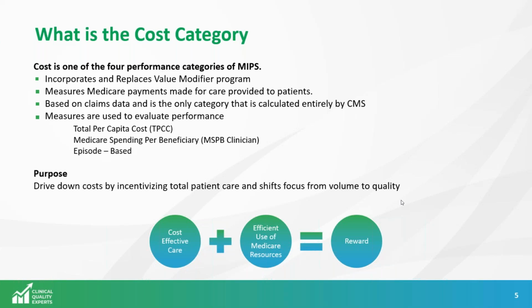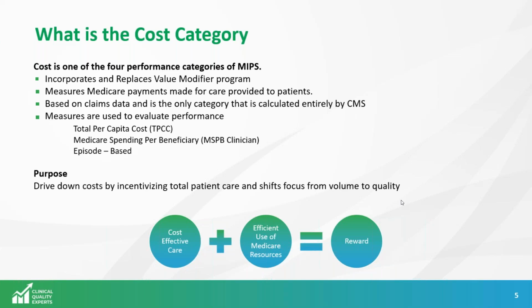Now, as you know, with your other categories, you have reports, you have registries, you have your own tracking mechanism that you can see throughout the year. The cost category is a bit of an anomaly on this one. It's based on claims data. So whenever you send in a claim, that's what CMS will track for implementation into the cost category.